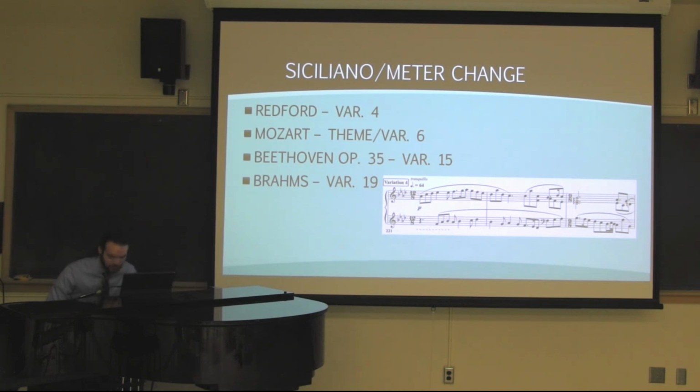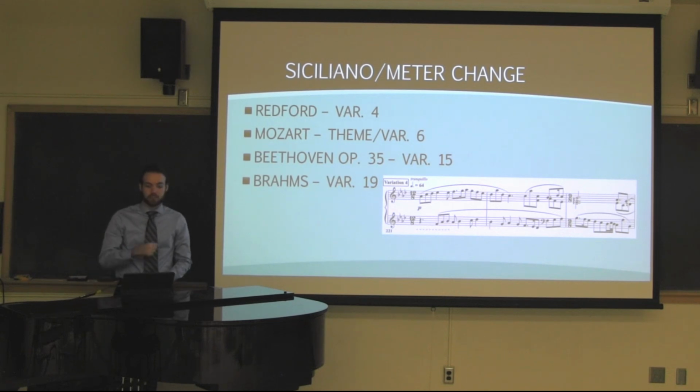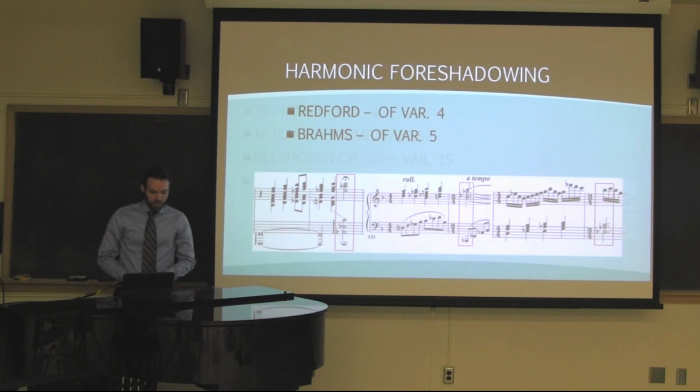The fourth variation that Redford uses is actually a Siciliano. We saw that initially with the Mozart, but this 12/8 compound dotted rhythm feel. So that's the Siciliano variation, which we saw in Beethoven and Brahms, and of course with the Mozart. That fourth variation, the Siciliano variation, is not in the tonic key of F, but it's actually a chromatic mediant, A flat. Similar to Brahms, foreshadowing that B flat minor fifth variation, Redford is harmonically foreshadowing that fourth variation.